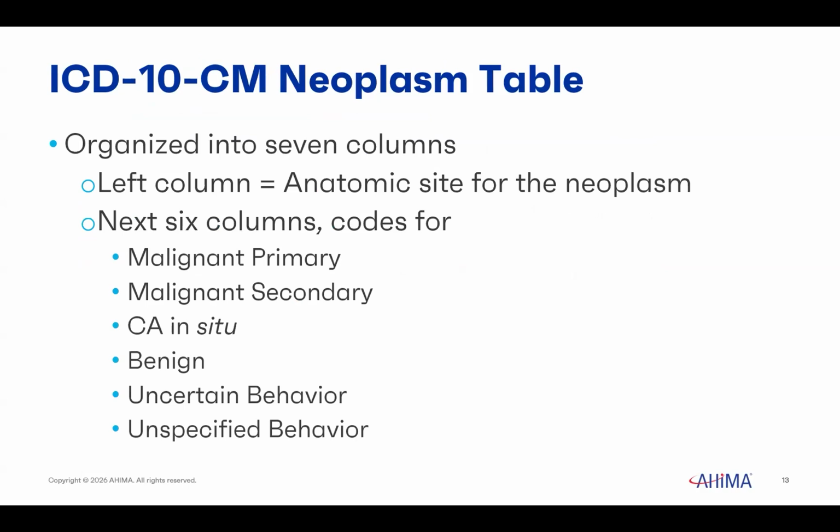Take a look at the neoplasm table. It's organized into 7 columns. The far left column is the site. And then the next six columns are codes for whether the neoplasm is malignant primary, malignant secondary, carcinoma in situ, benign, uncertain, and unspecified behavior. Let's take a look at this and we'll walk you through it. And I'm going to use an older code book because I like the graphics a little bit more, a little bit easier to read. So we'll show it to you right now.